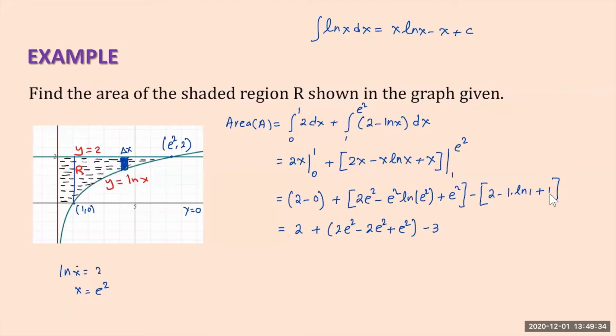That is 3. So we get over here 2e squared, 2e squared cancel. Here is e squared remaining. And then over here we have 2 minus 3. 2 minus 3 is 1. So we get e squared minus 1. And if we simplify this using calculator, e squared minus 1 is 6.389. So that is the value of the area shown here.